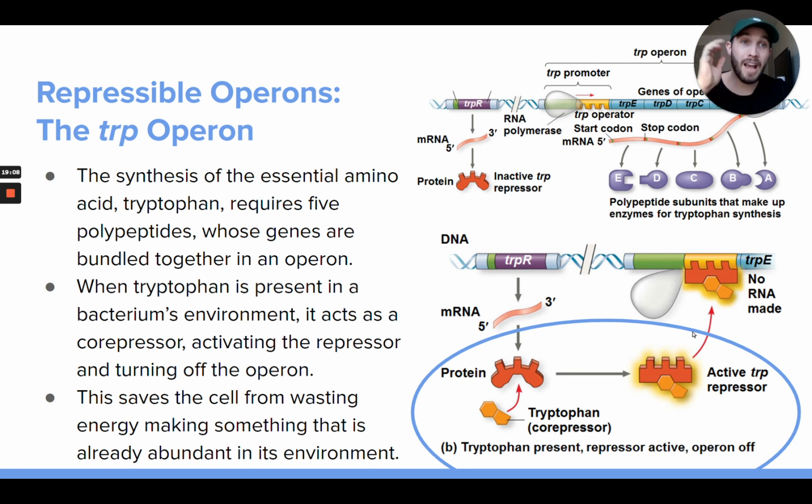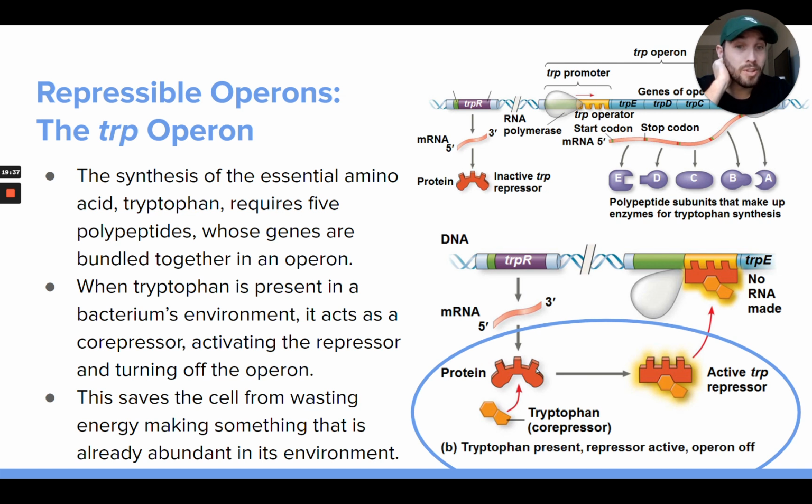Okay, so just to recap here, the trp operon, this is a specific example of an operon, is a group of genes that together build these enzymes that are needed to build tryptophan. Okay, and these genes are by default on. And that's because the repressor protein is by default inactive, right? So on a typical day, these genes are on, the repressor protein is doing nothing. But on a day where there's a lot of tryptophan, it can bind to this repressor protein. It can act as the corepressor.